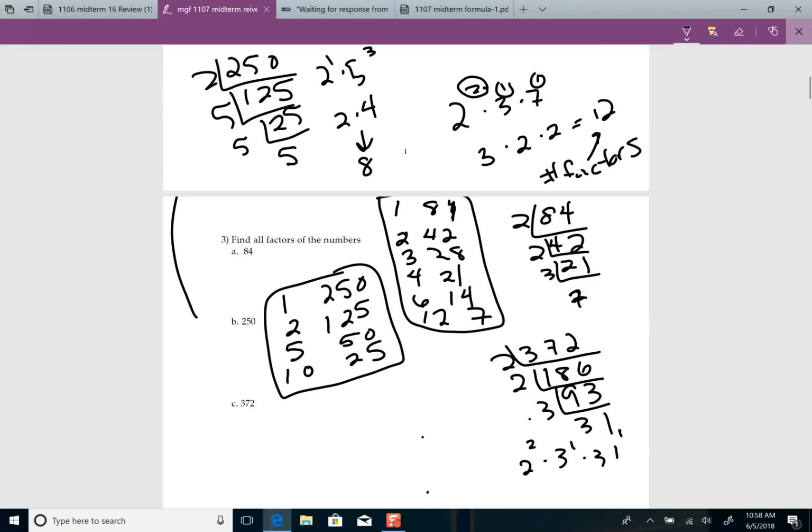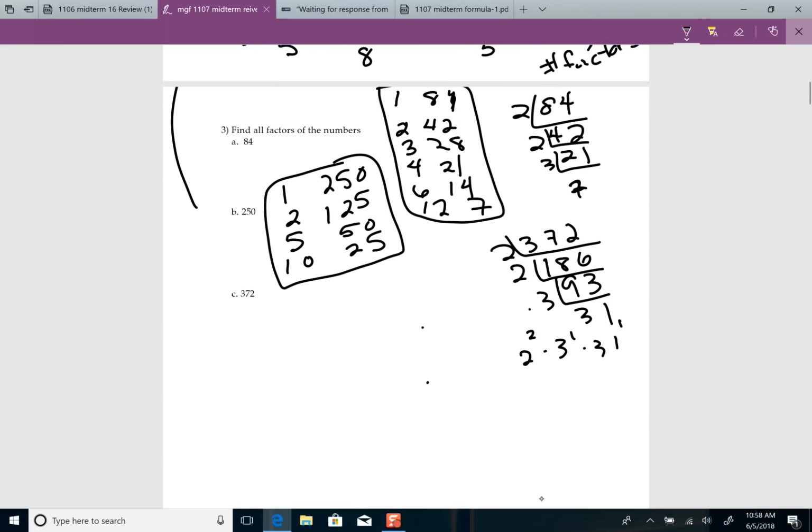Again, the trick is in the exponents. So 2 plus 1, 3. 1 plus 1, 2. 1 plus 1, 2. So 3 times 2 times 2, this is 12. So I'm going to have 12 numbers as factors.